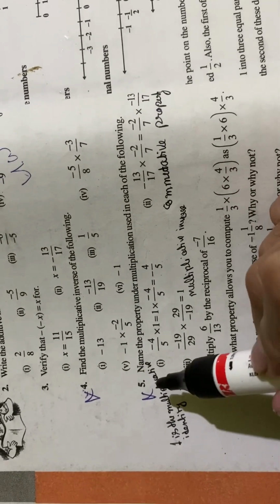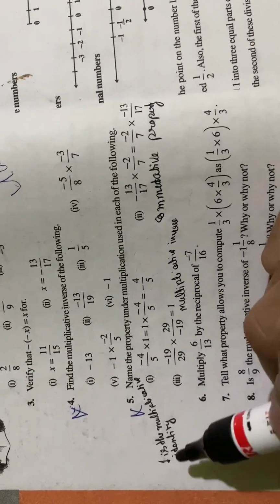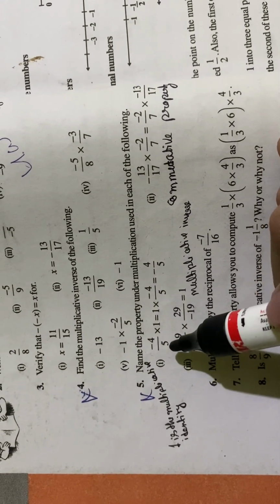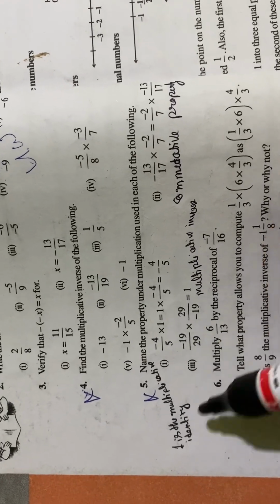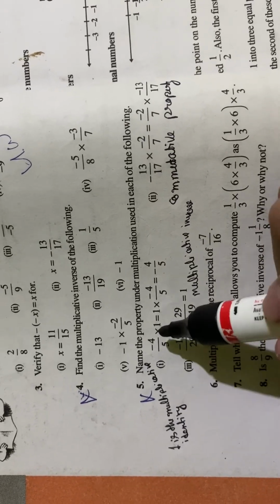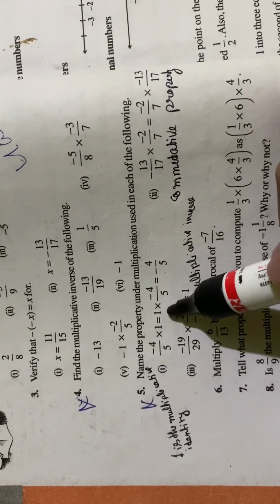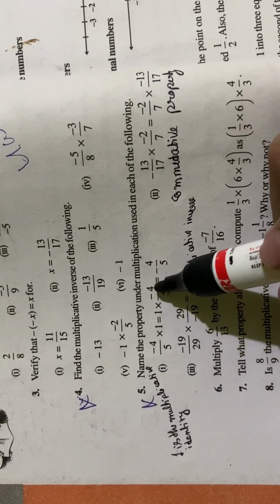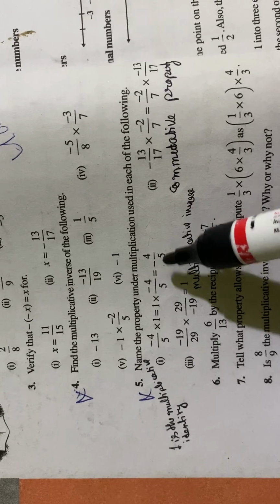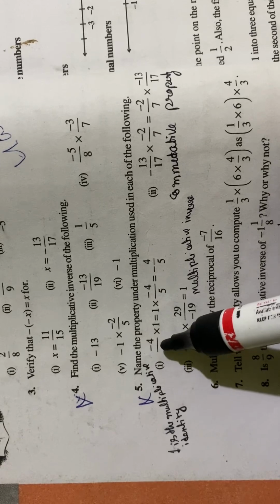Question number 5 says, name the property under multiplication used in each of the following. This is the number 1. This question you can relate with, I have done the solution here. See, 1 is the multiplicative identity in this question. If you multiply this with 1, you will get the same answer as minus 4 by 5. So the answer is 1 is the multiplicative identity of this question.